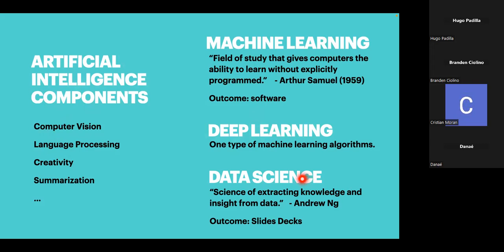So one big difference is the output. For machine learning, our output is software which can learn by itself. And for data science, it's the knowledge learned from the data. And okay, so what's next?